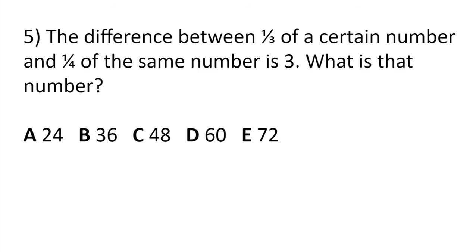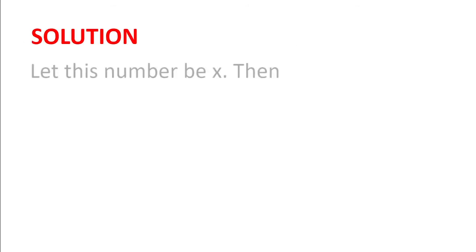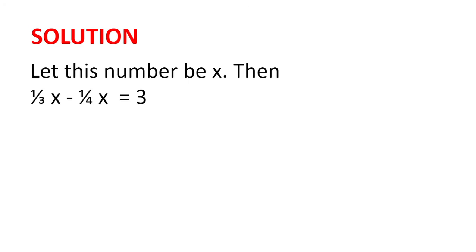The difference between a third of a certain number and a quarter of the same number is 3. What is the number? So let this number be x, then a third of x minus a quarter of x is equal to 3. Now the rule with equations is you can do whatever you like with them, but you have to do the same thing to both sides.